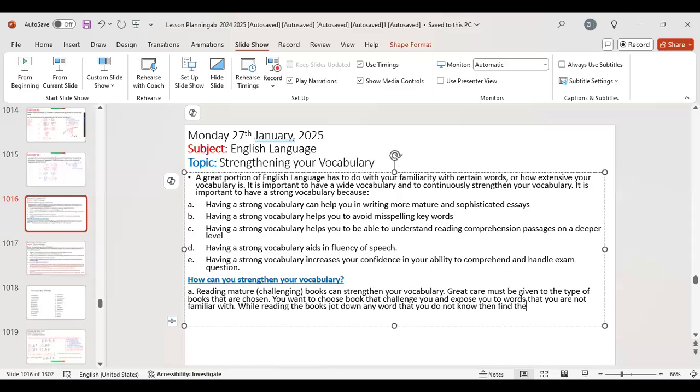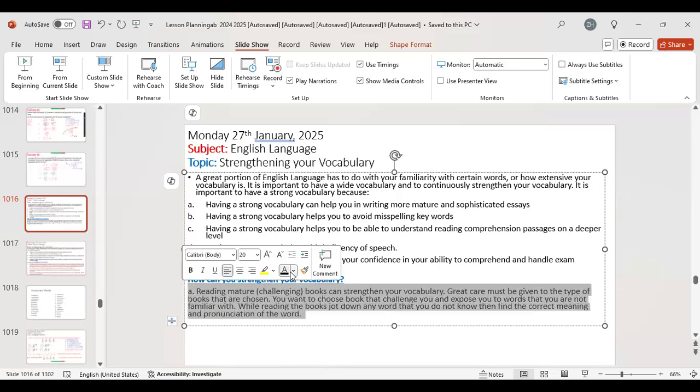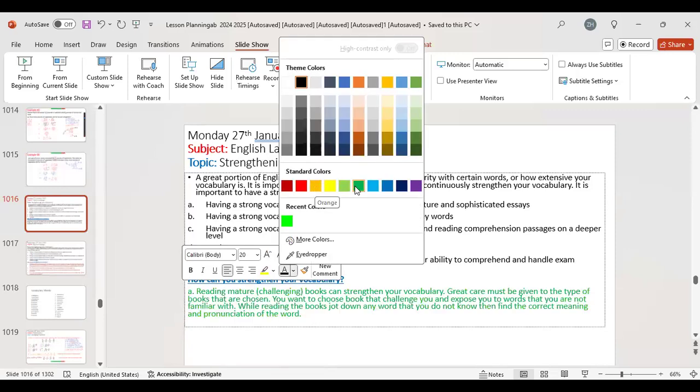Then you want to do two things. Go on Google or go on ChatGPT and find the correct meaning, spelling, and pronunciation, because you might be pronouncing it wrong. Make sure that you do that. Find the correct meaning and pronunciation of the word. This is one of the major ways you can strengthen your vocabulary.